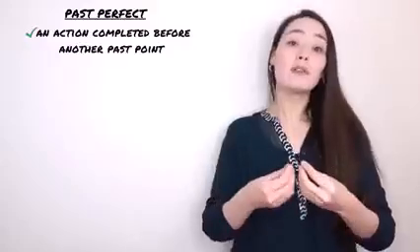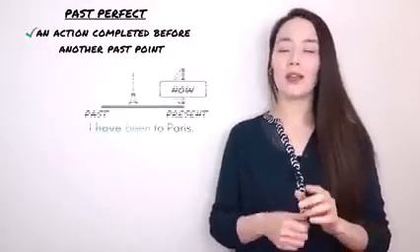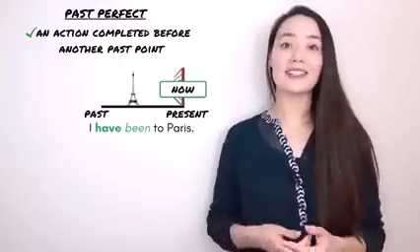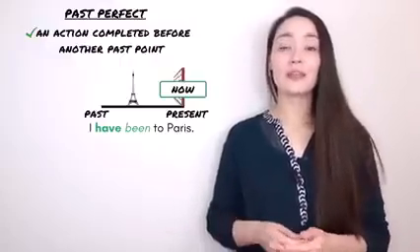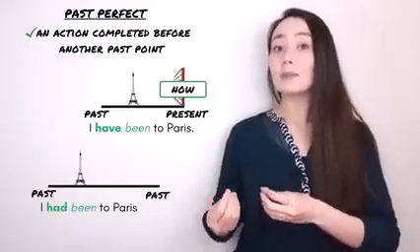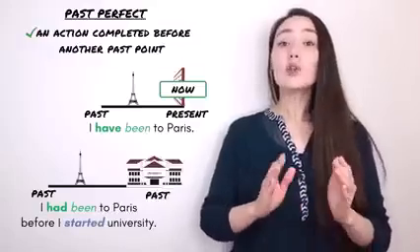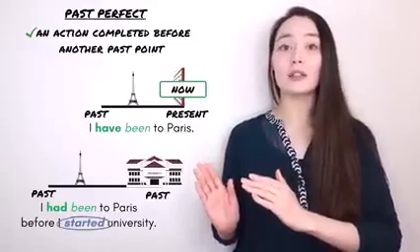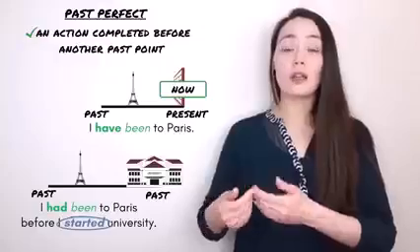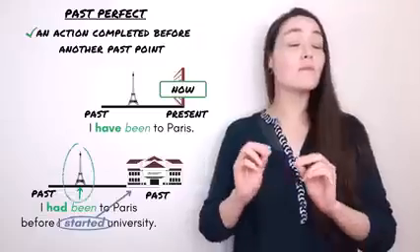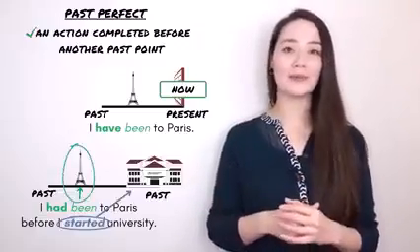Past perfect. I'm going to use the same examples I used in the present perfect so you can really see again how similar they are. Past perfect. An action completed before another past point. Present perfect. I have been to Paris. When? Before now. Past perfect. I had been to Paris. When? Before I started university. You can see I added the past simple here to make another past point. The past perfect is always the action before another past point.